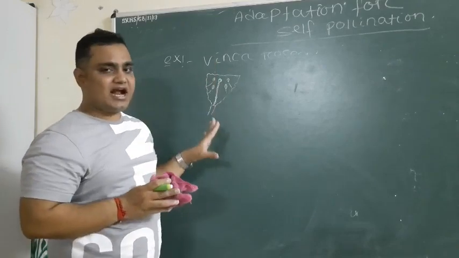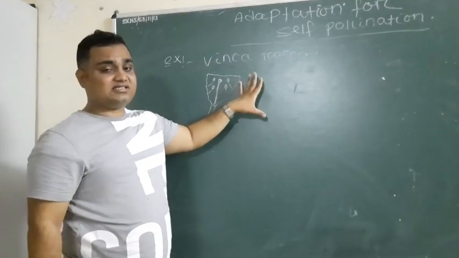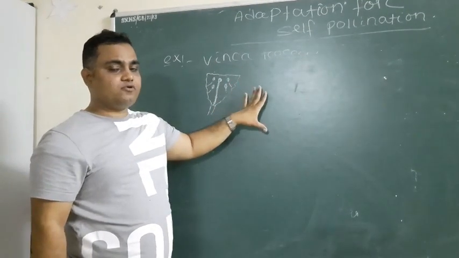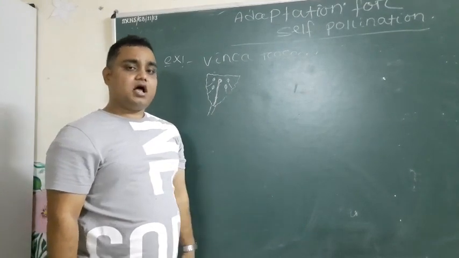These are the special kinds of adaptations which are found in some plants that I have given with examples. You go through it. In the next video you will start the adaptation for cross pollination.